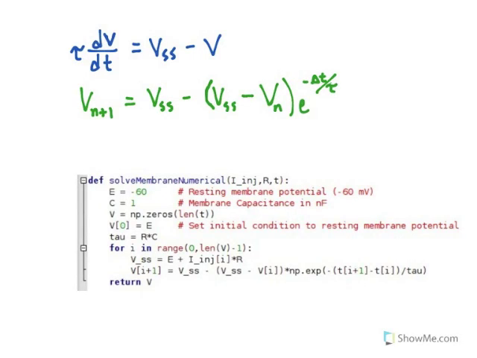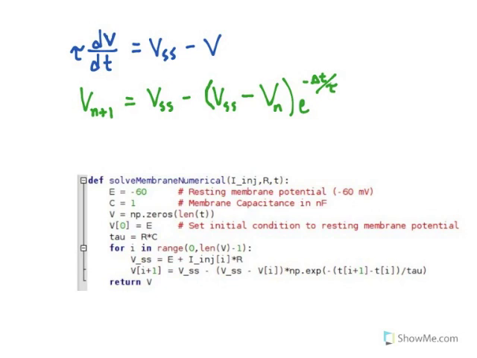So in this video I wanted to just make a quick comment on how you can implement the numerical algorithm to solve the differential equation we've been talking about. So this is the differential equation that describes the evolution of a neuron's membrane potential. And in a previous video I derived this method for solving this differential equation.